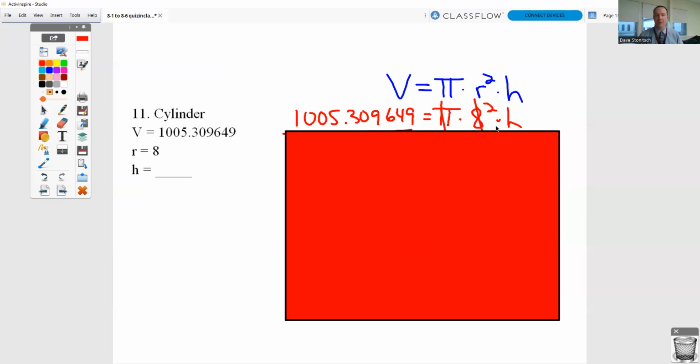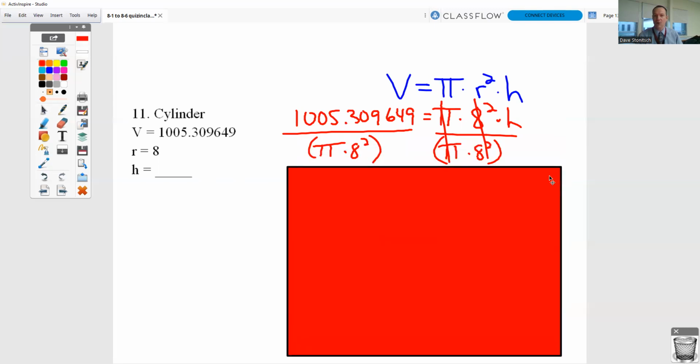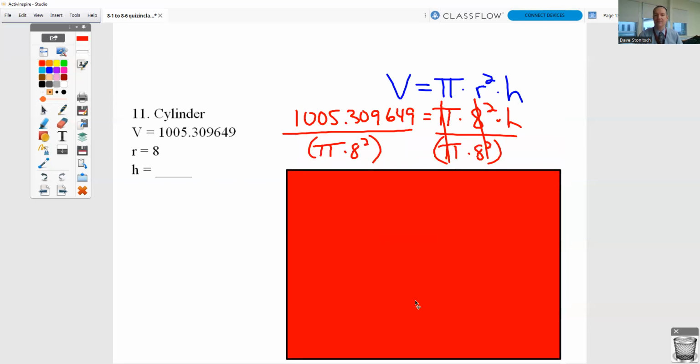You want to divide by everything except for the letter that you're solving for. So we want to divide by pi times 8 squared on both sides. That way these pi's cancel out, these 8 squareds cancel out. We're left with just h on the right-hand side.